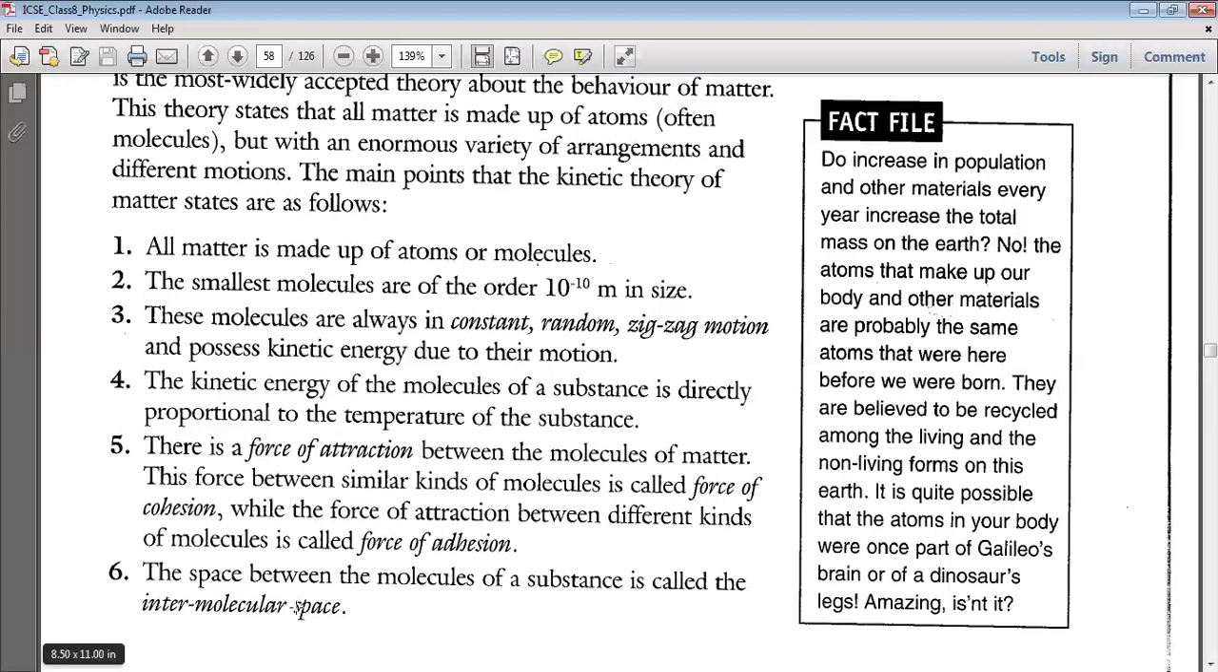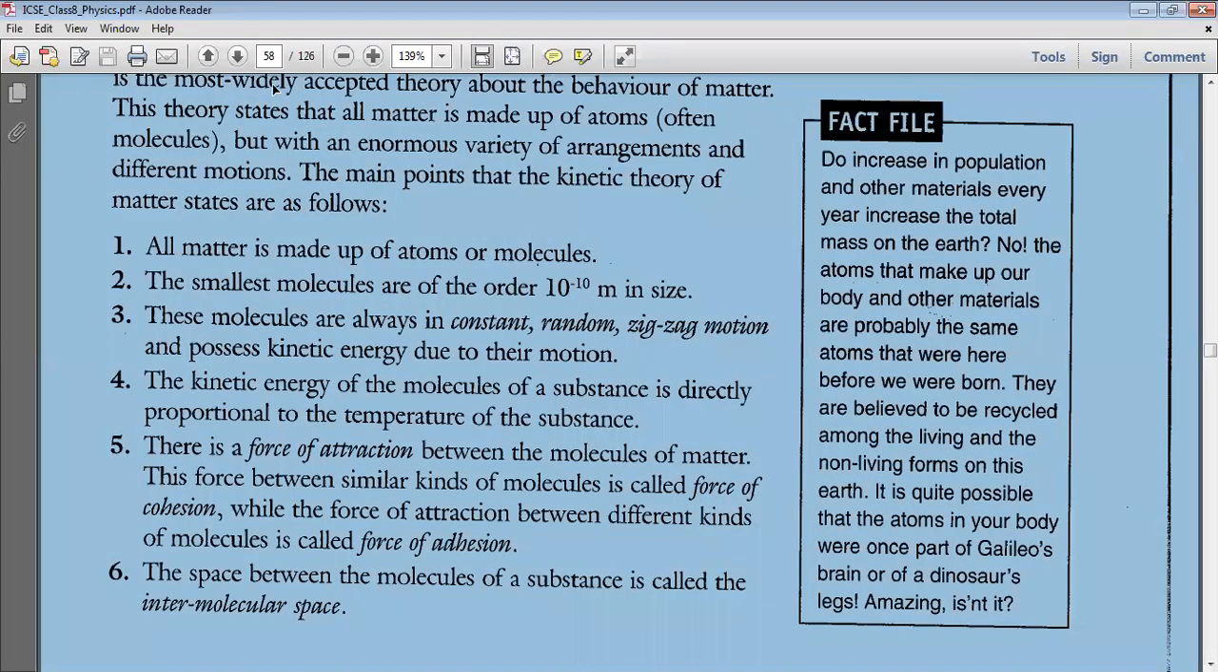And the space between the molecules of a substance is called the intermolecular space. And kinetic energy, you understand, simply means the energy that is possessed by a body due to its motion.